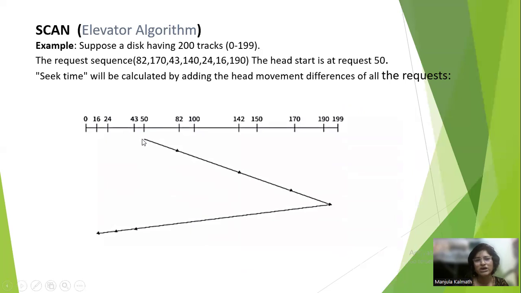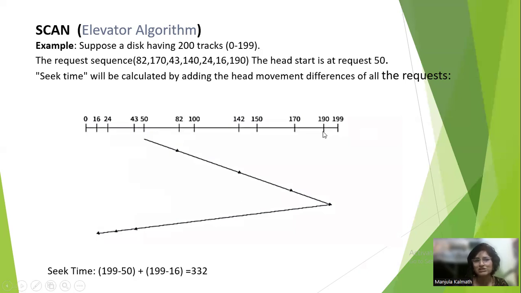One time it scans from its initial position to the rightmost position, and again from the rightmost position to the leftmost. On the way, whichever services are required, whichever requests are there, it goes on giving the service. So initially we have 50. From 50 to 82, it gives us a service. Again from there, it goes to 142 and 170, and then takes 190. Then again from 190, it comes back to 50 and gives the service.